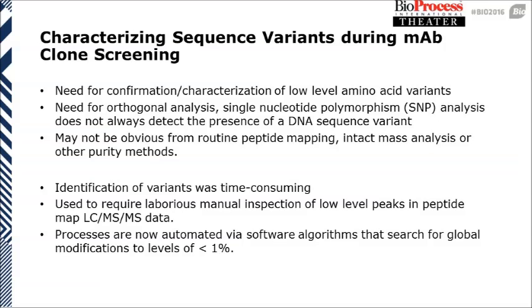So one of the things we want to look at is characterizing sequence variants during clone screening. What we're looking at here is the confirmation and characterization of low-level variants that may be present in the protein that's being expressed. 5 years ago, we just did this through SNP analysis, just looking at the DNA. But now we have the techniques to get it to the peptide level and the protein level. But the identification of this is really time-consuming.